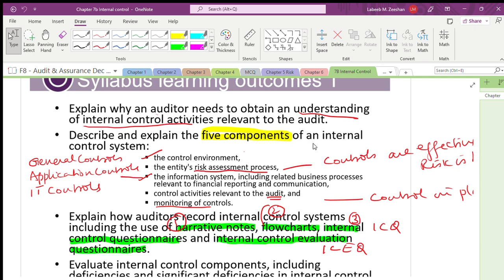Write down. Take the paper and write down. I will wait for 2 minutes. Write down the 5 components of internal control systems. These are the 5 components of internal control systems: the control environment, entity risk assessment process, information systems, control activities, and monitoring of controls. Once it's done, please tell me.